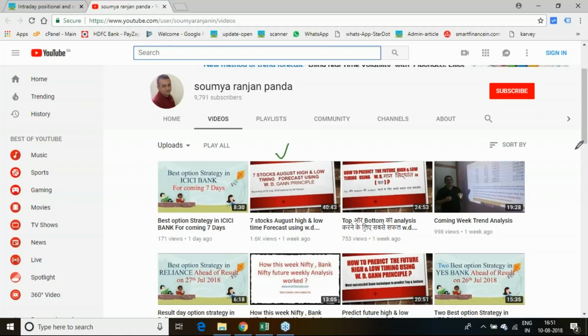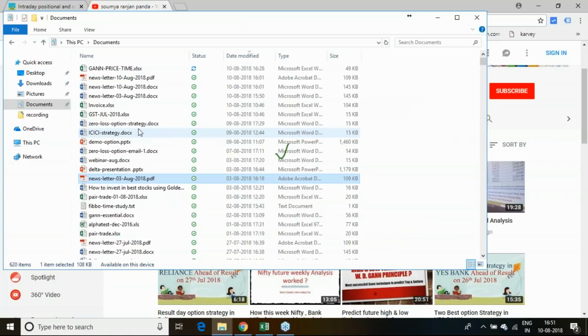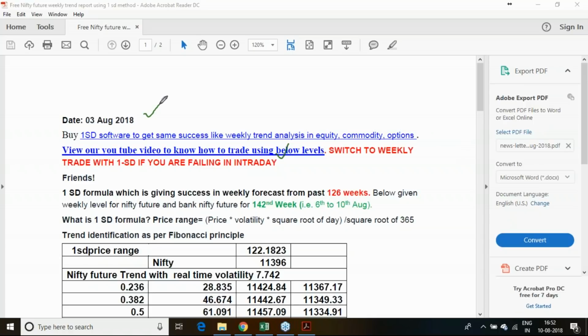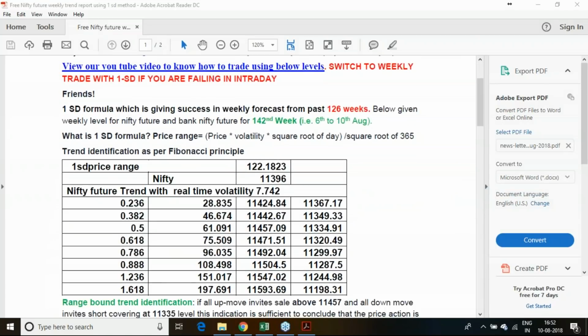And this trend report we give every week, you have been experiencing it for many weeks, and there are many reasons to believe in this trend report. First reason is that this report is generated after market hours of the previous week. 3rd August we have generated. So this week's report is being generated today, and trading starts from 13th August. So this report is generated 2 to 3 days well in advance.